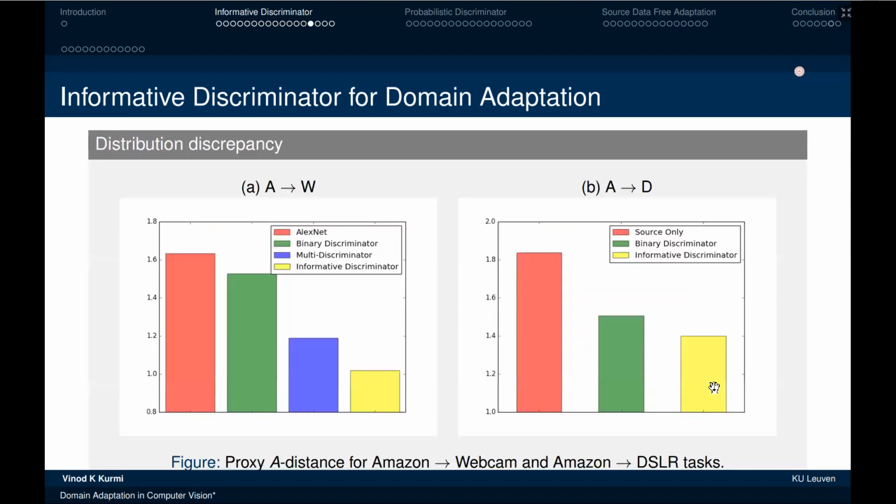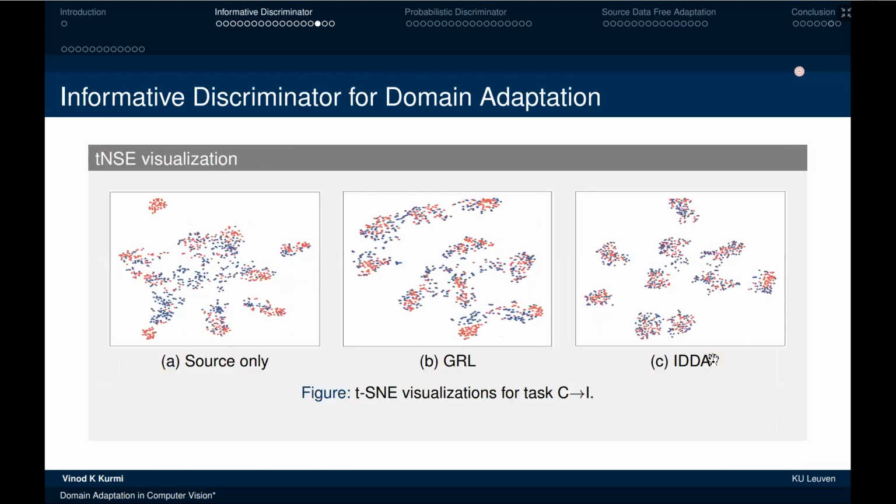These are results on all the datasets, and there is a discrepancy measure, which measures the discrepancy between source and target. Less is better. We have less discrepancy between source and target features, so we can see EDA is giving better results compared to the binary discriminator or multi-discriminator setup.